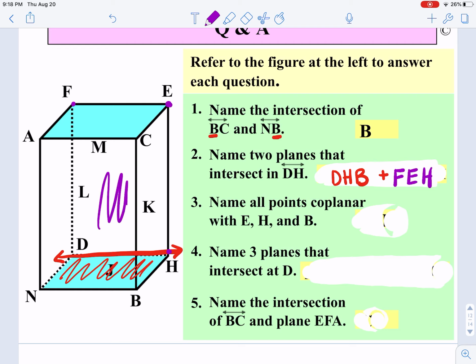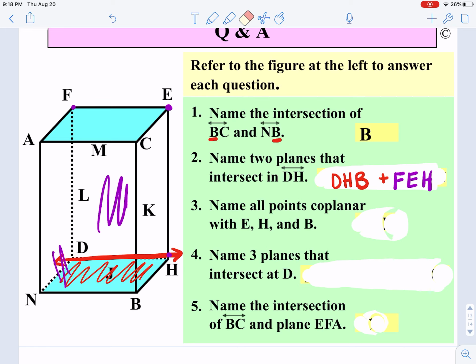Some of these ones that are floating out in the middle can be a little bit confusing. There are some additional points on this one, more than are necessary in a shape. So you've got to go with what you're good with, and I just happen to like the corners. Name all the points coplanar with E, H, and B.